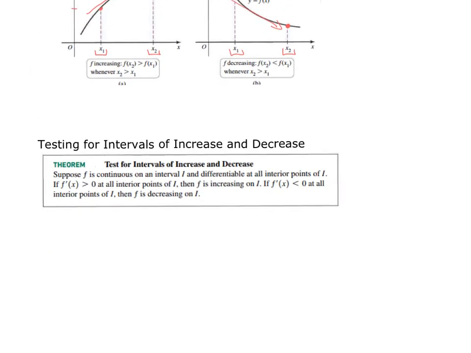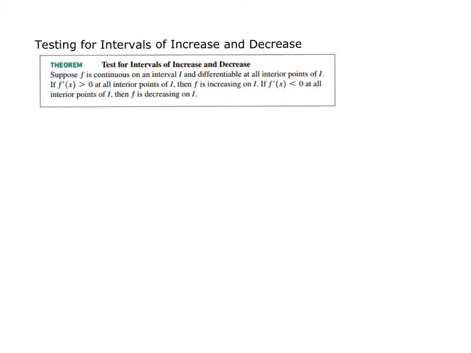It says, suppose you have a continuous function on an interval I that's differentiable at all interior points, and the derivative is positive at all interior points, then it's increasing. And if it's negative on all interior points, then it's going to be decreasing on that interval. So let's take a look at an example.